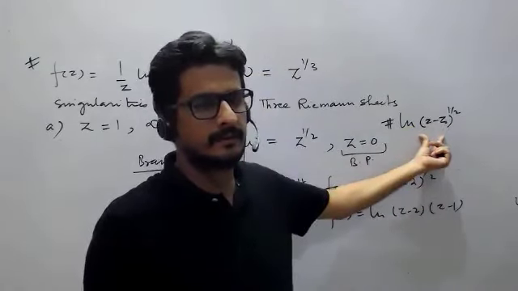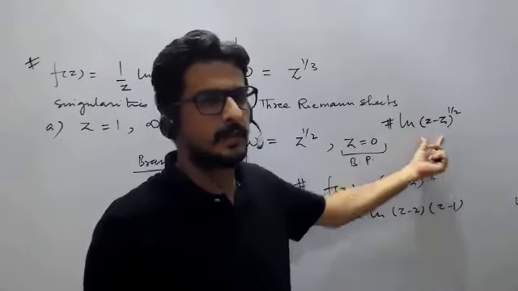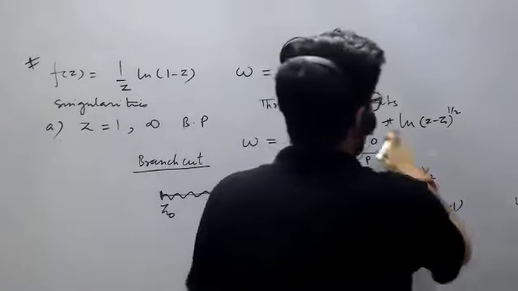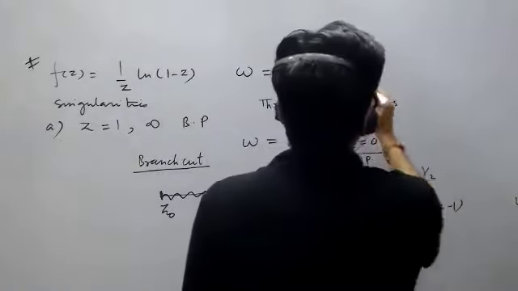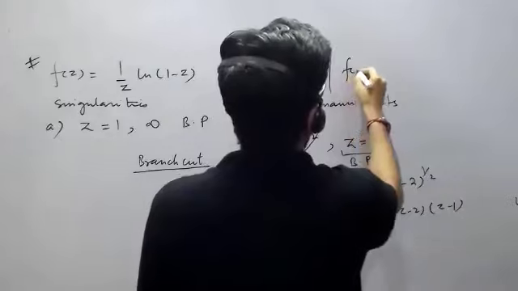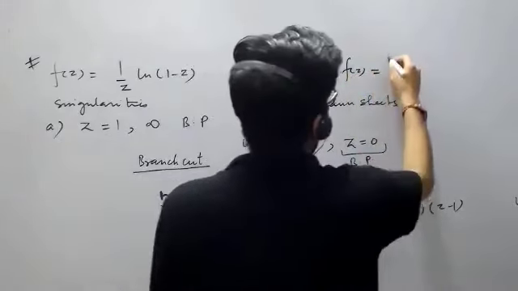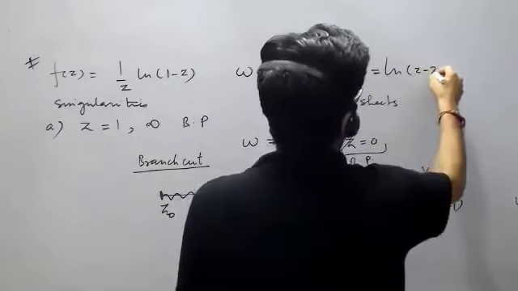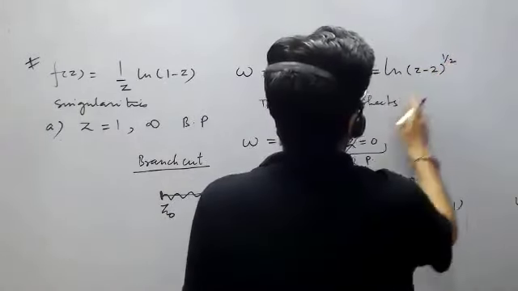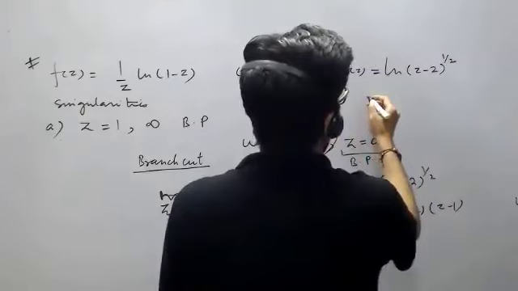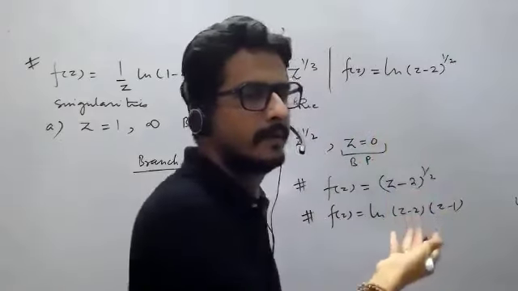But sir, you have written infinity also. What did I write? Tell me the question. Yes, sir. The question was that you have written f(z) is equal to ln (z minus 2) to the power half, and you told 2 and infinity will be branch points. Obviously 2 and infinity will be branch points.